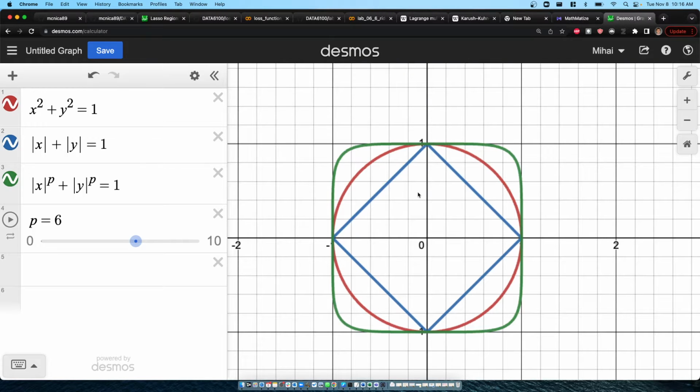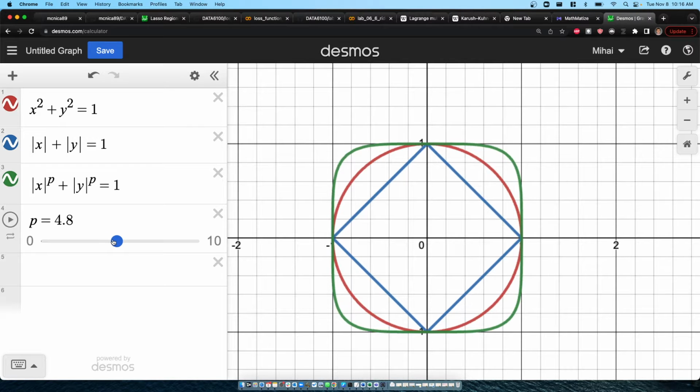Is there a way I can make the green shape look like the maximum of absolute value of x and absolute value of y, or do I need to make a whole new equation? What do you guys think? And there was a hint. You saw what happened when I went from 2 to 6.